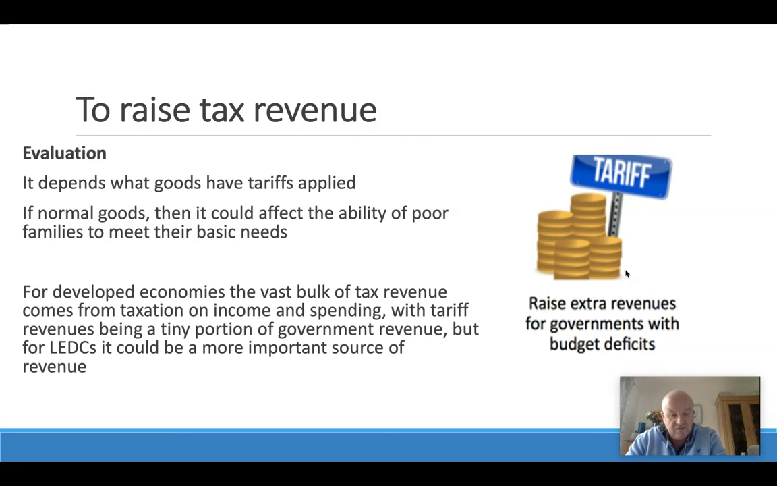And for developed economies, the vast bulk of tax revenue comes from taxation on income and spending, and tariff revenues, generally speaking, are a fairly small proportion of government revenue. However, for less economically developed countries, that could be quite an important source of revenue. Okay, so that's that one covered.